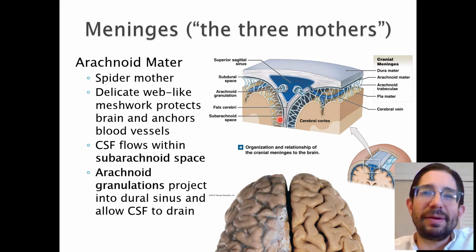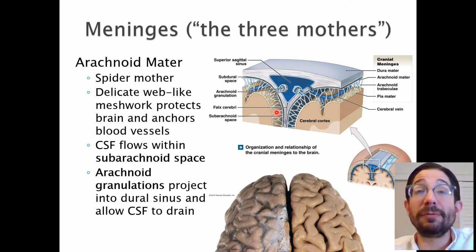CSF, as we'll talk about in a bit, is constantly being produced. Lots and lots more than you need is made every day. So it also has to be constantly drained away. So the CSF drains into these little spider-like pockets called arachnoid granulations.